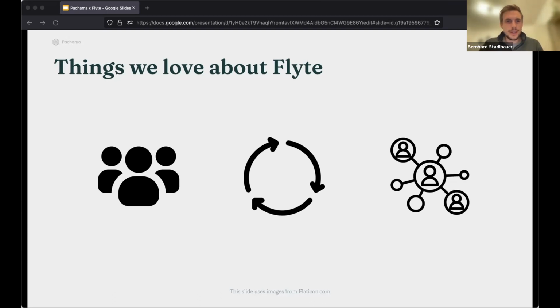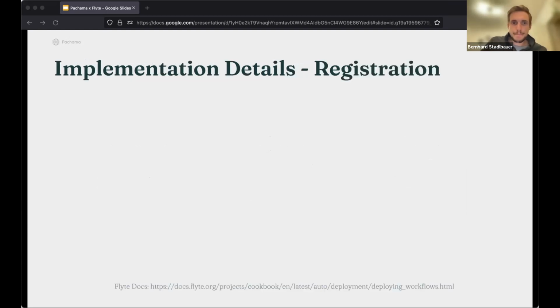The interactive bit is, I thought I would share how we do registering for workflows. And we rely a lot on CI/CD. I think, and I might be wrong there, that this is not very clear in the Flyte docs. I'm not quite sure though, but I thought I'd share it out.